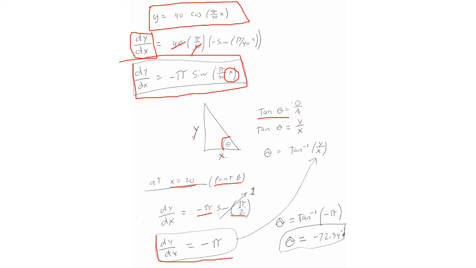So dy dx is equal to negative pi, and if we plug that in and solve for our theta, theta is equal to the inverse tangent of our dy dx, which is negative pi, or theta is equal to negative 72.34 degrees.